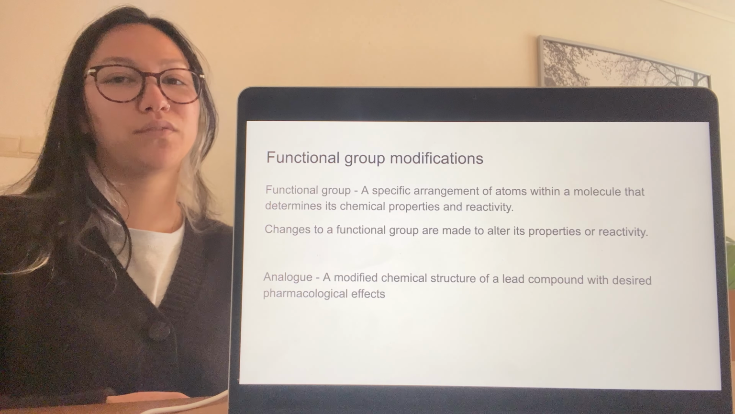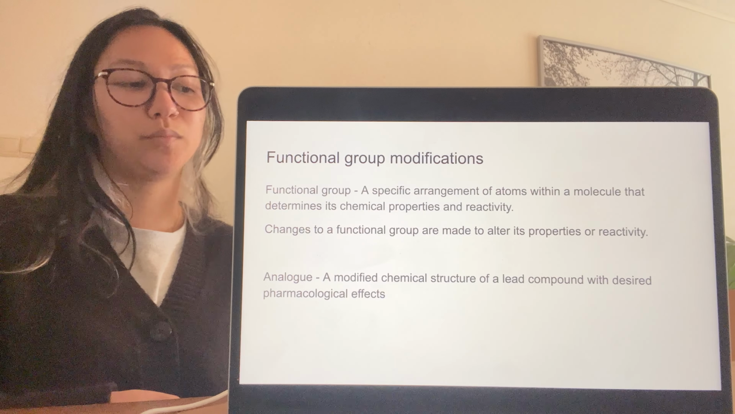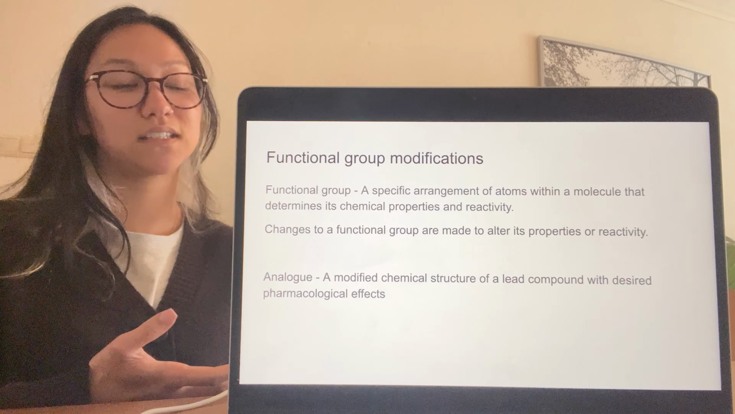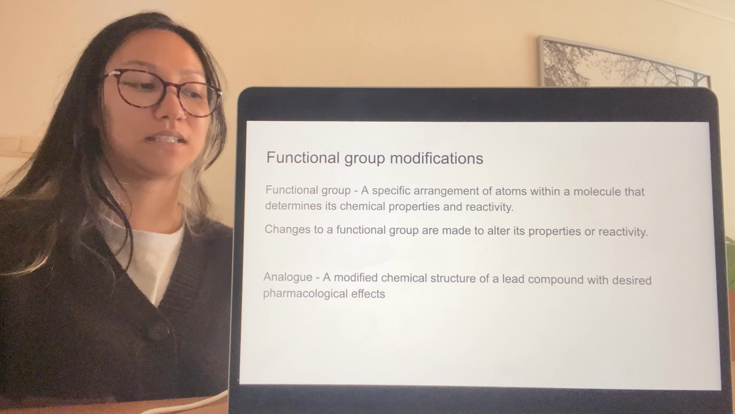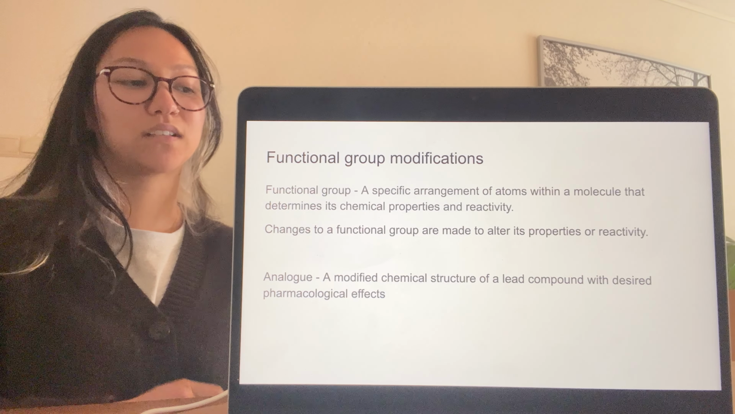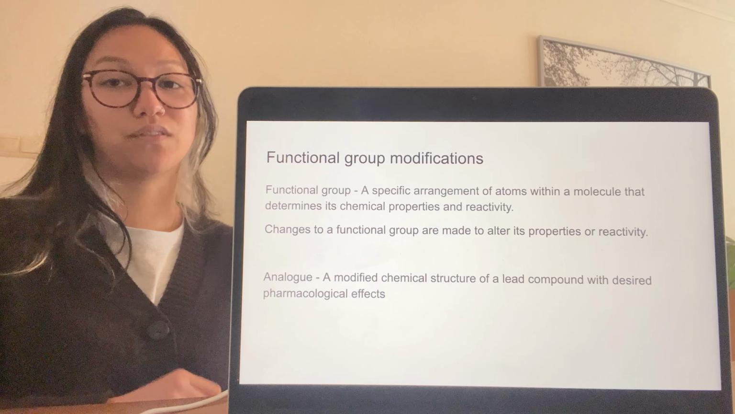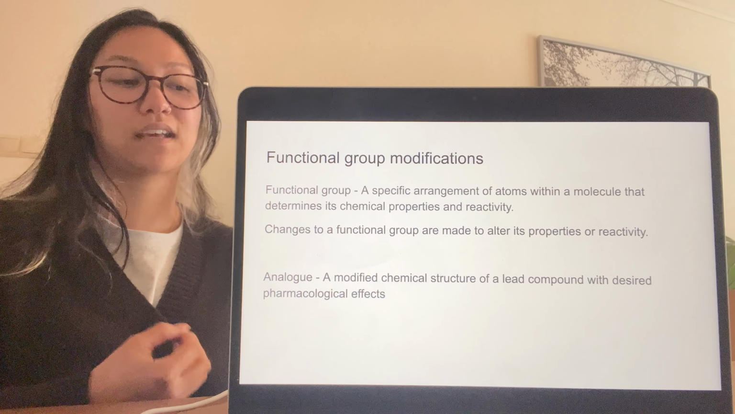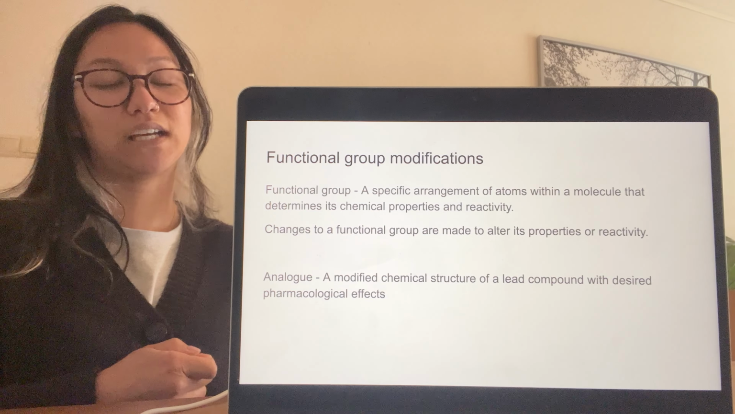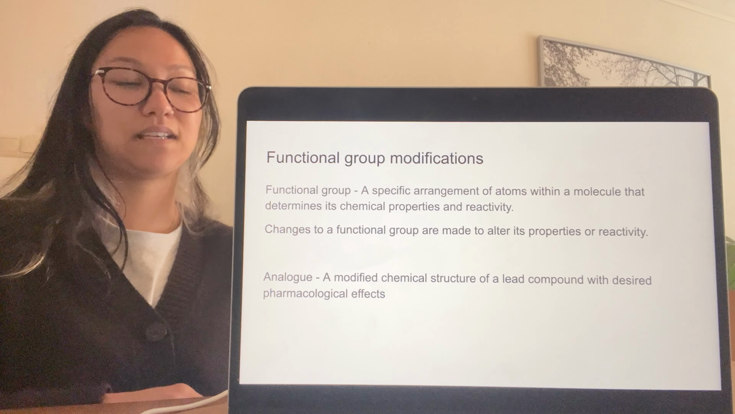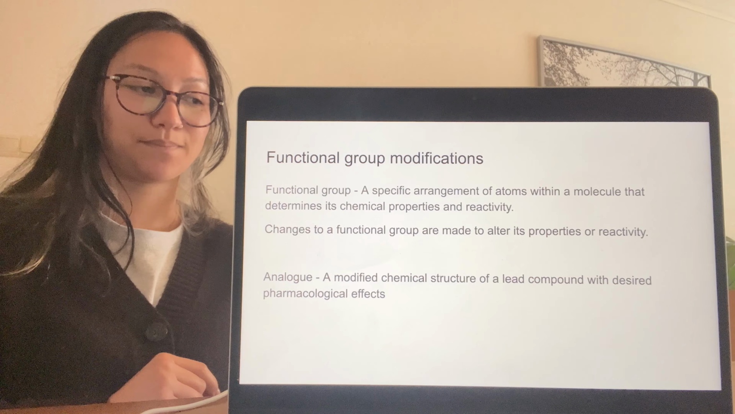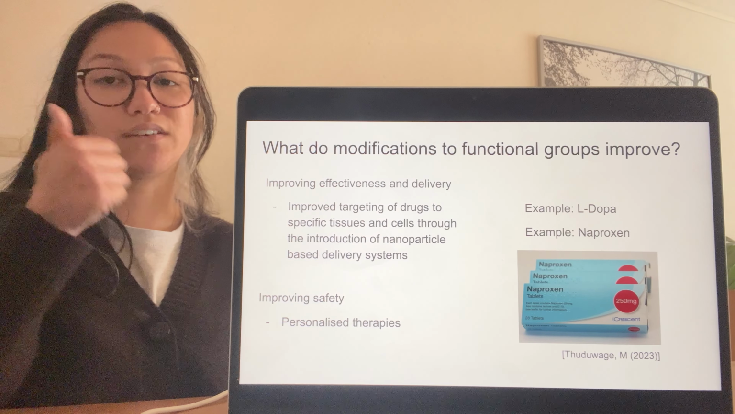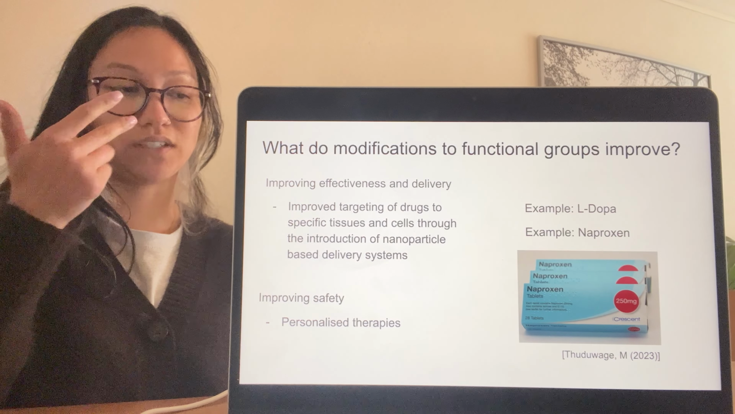And someone might modify a functional group to improve the pharmacokinetics or pharmacodynamics of drug candidates or enhance its bioavailability. And when a compound with desired pharmacological effects is identified, chemists will introduce modifications to the chemical structure to create variations with improved properties, and these are called analogues. And these modifications will help improve the effectiveness, the delivery, and the safety of drugs.